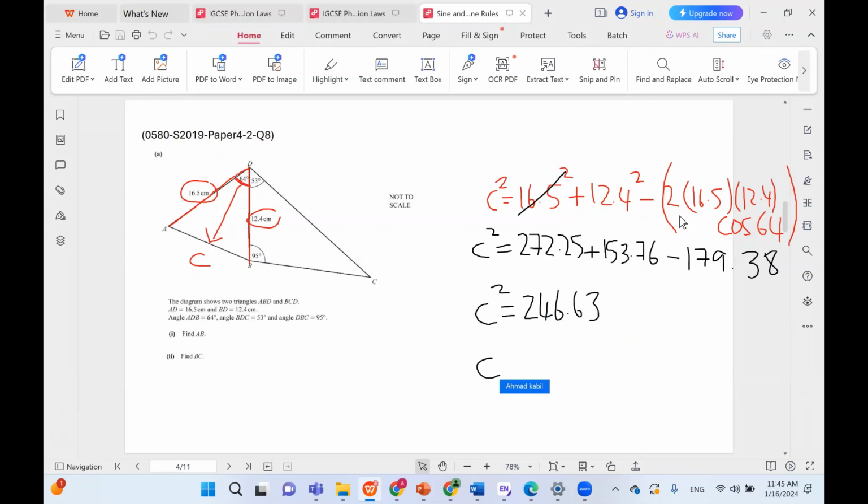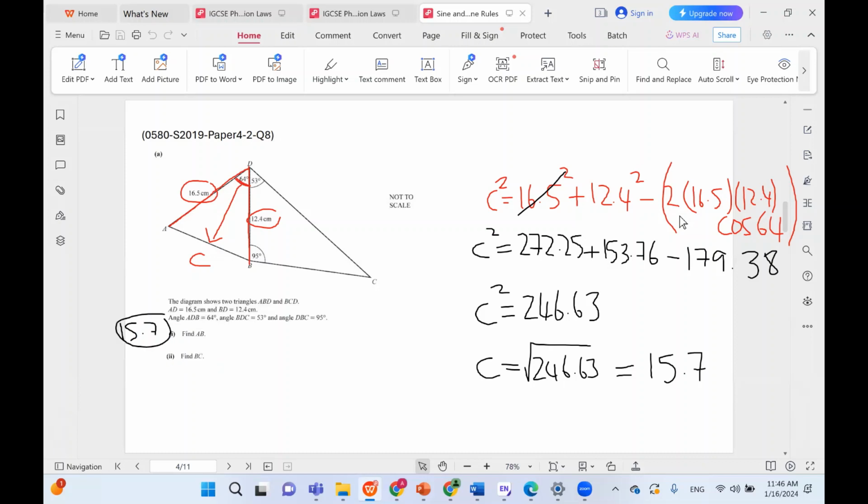And then you take the square root of the number. You don't have to write this down. I'm just doing it for clarity for you. You can just do it on the calculator. Root answer, and then root of 246.63 gives you 15.7, and that's the value of C. So this is the answer to question I. Question I is 15.7. This is the final answer for question I.